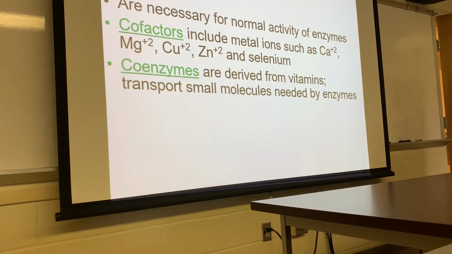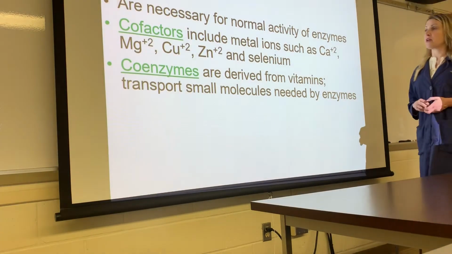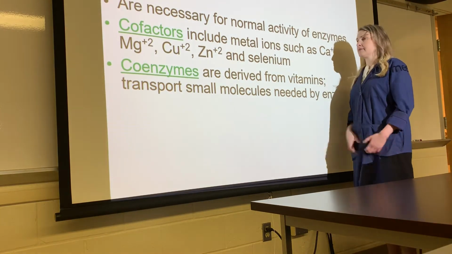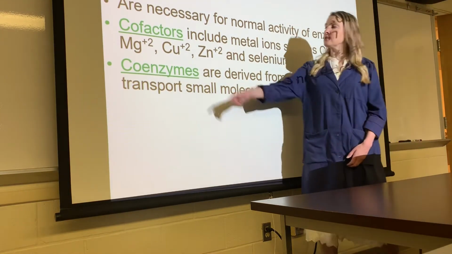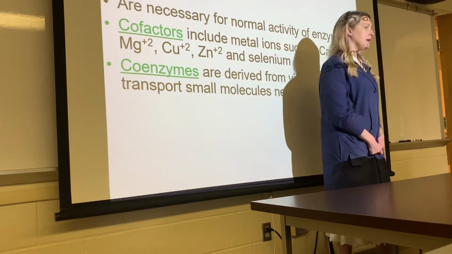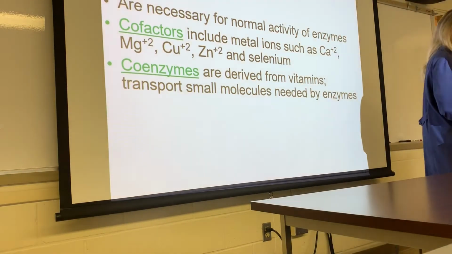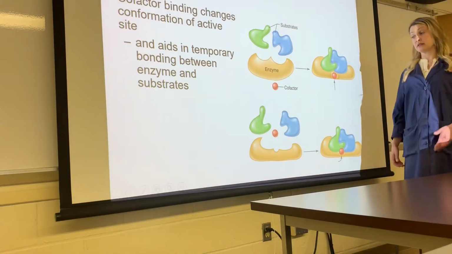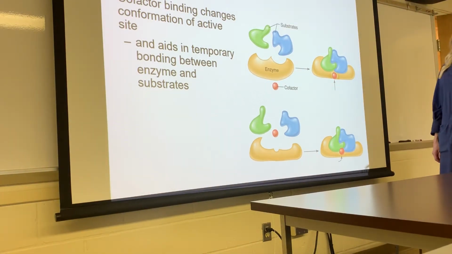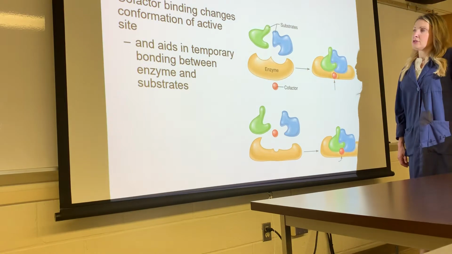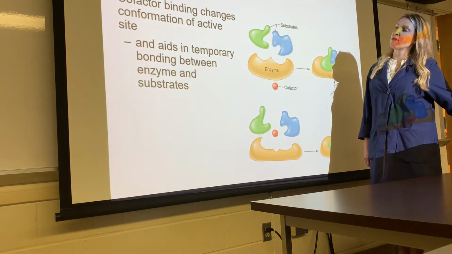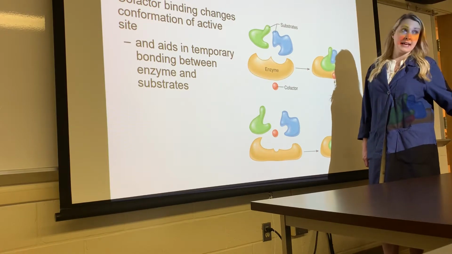Cofactors are what is described pretty well here. These are things like metal ions like calcium, magnesium, copper, zinc, and selenium. And they work in different ways. This diagram shows a couple of the different ways that they can help an enzyme do its job. So cofactors, when they bind, change the conformation of the active site.